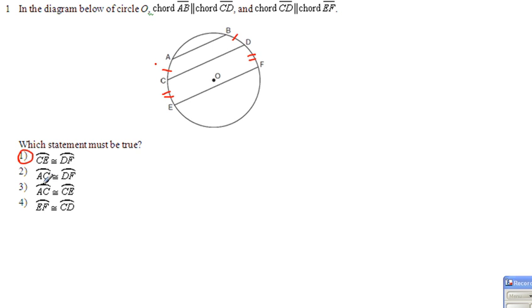AC and DF? No, not really. AC and CE? Not. And then EF, which means this portion, and CD? Not quite. So in fact, our answer will be number one only.